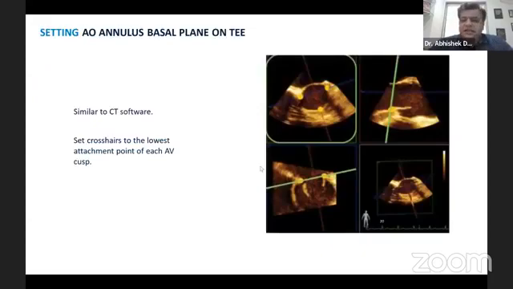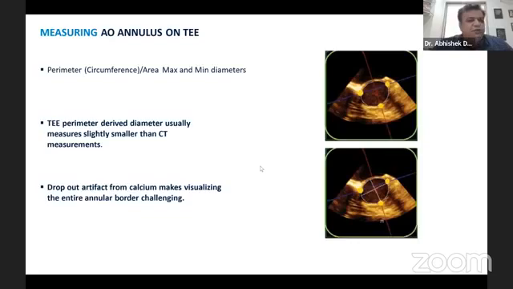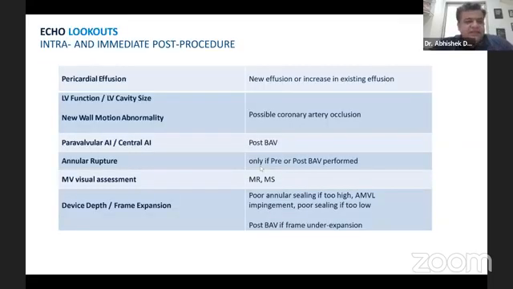In the setting of a patient with CKD, where the coronary CT aortogram is not possible, you can use your 3D TE modalities just like you do the CT scan analysis, where you put your cursors and markers at the hinge point, take the numbers at the lowest point of attachment, perimeter, areas and everything, and then you get to know that. But keep one thing in mind: TE derived perimeters and areas are slightly smaller as compared to CT scan, and the dropout artifact from the calcium makes visualization of the entire annular border sometimes challenging in very sick cases. So this is, as I said, what to see.